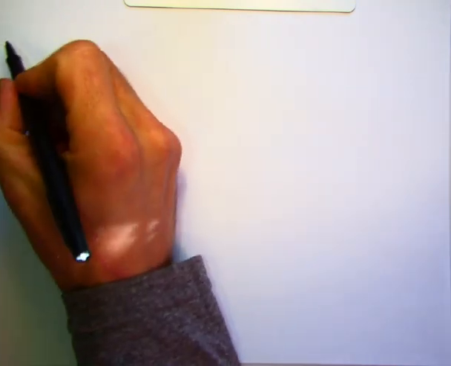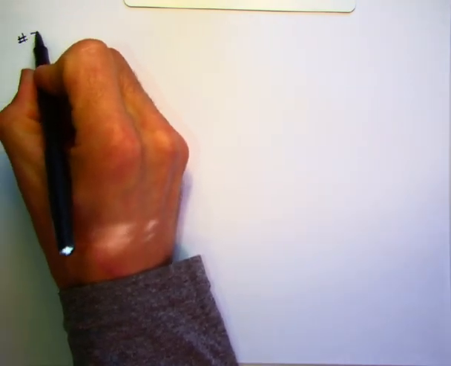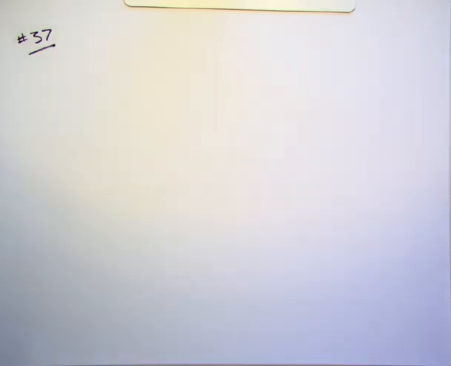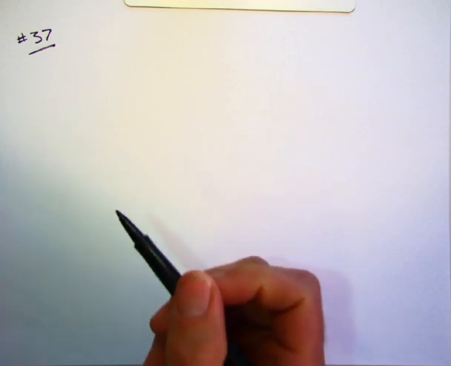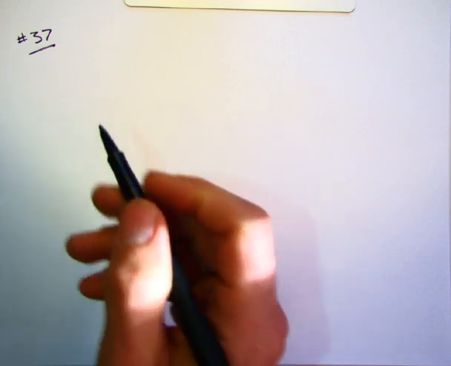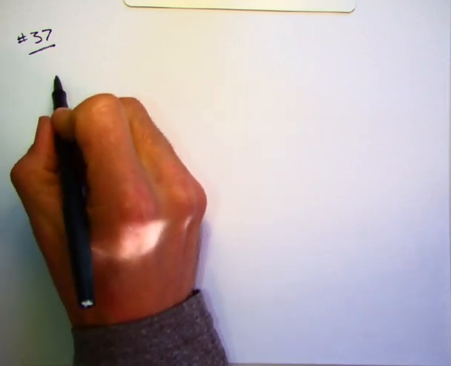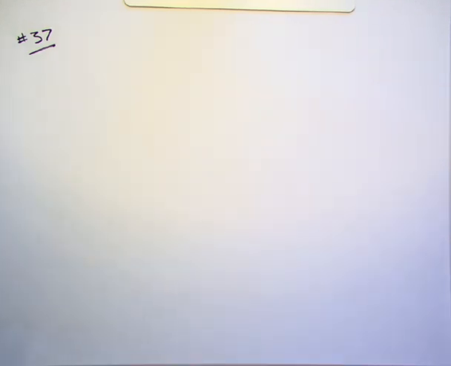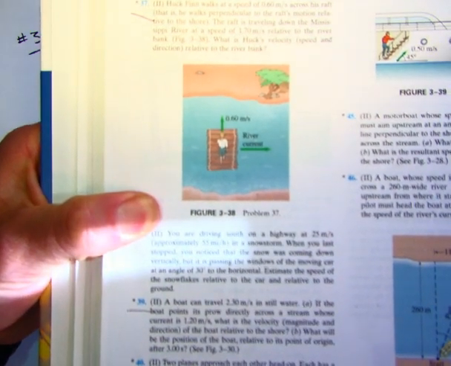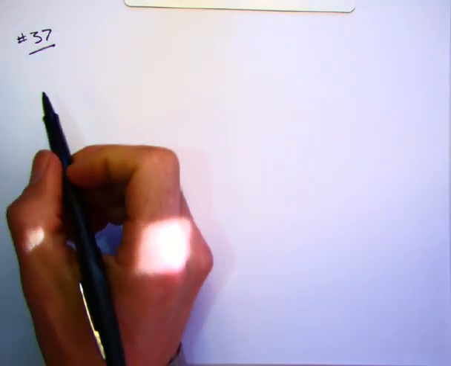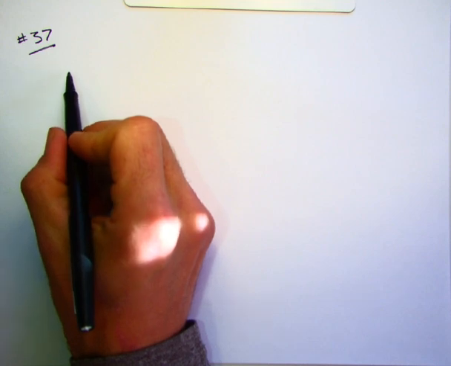We're going to be doing a sample problem here, problem number 37. This is on relative velocity. The problem states Huck Finn walks at a speed of 0.60 meters per second across his raft. There's a diagram here in the book. It looks like Huck Finn is walking across the raft, we've got a raft moving, and we've got the river moving.